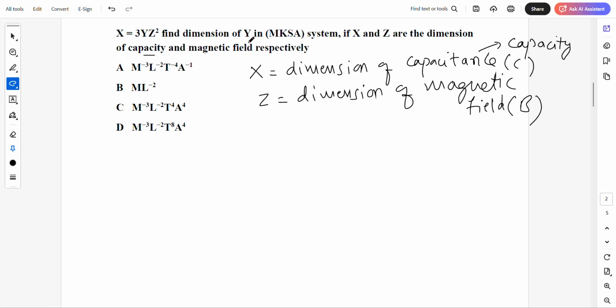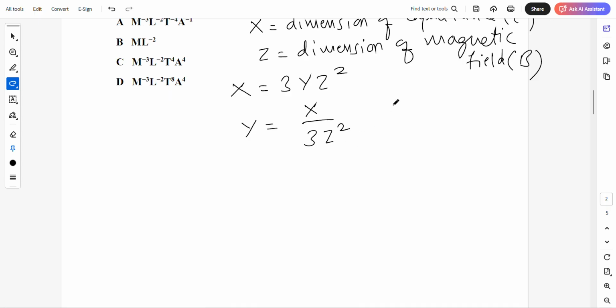Now you are supposed to calculate the dimension of y. x is equal to 3yz square is given. Therefore, I can simplify for y. y is equal to x by 3 z square. Now, if I write in dimension, 3 will not be there because 3 is a constant. Therefore, dimension of y is equal to dimension of x divided by dimension of z square.